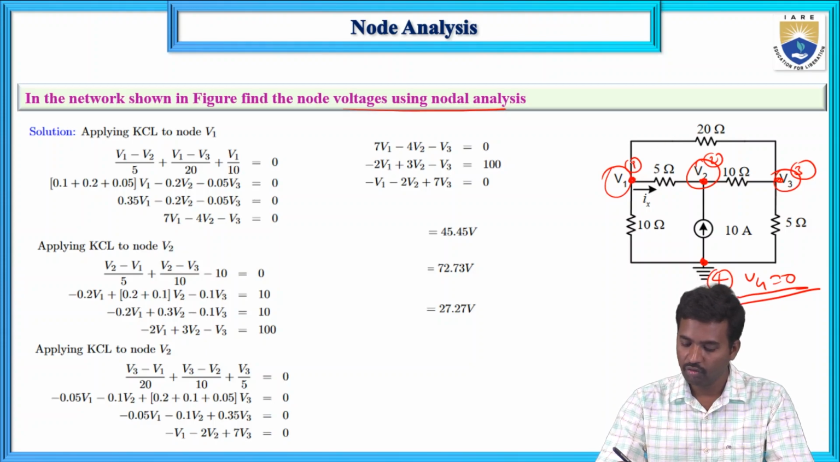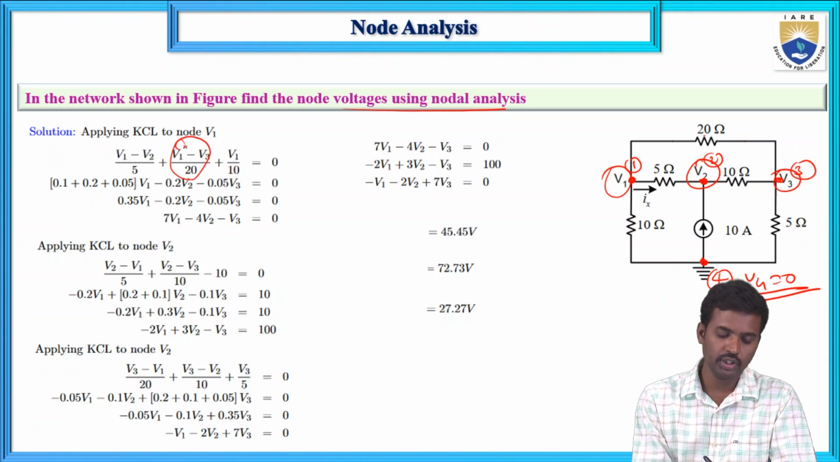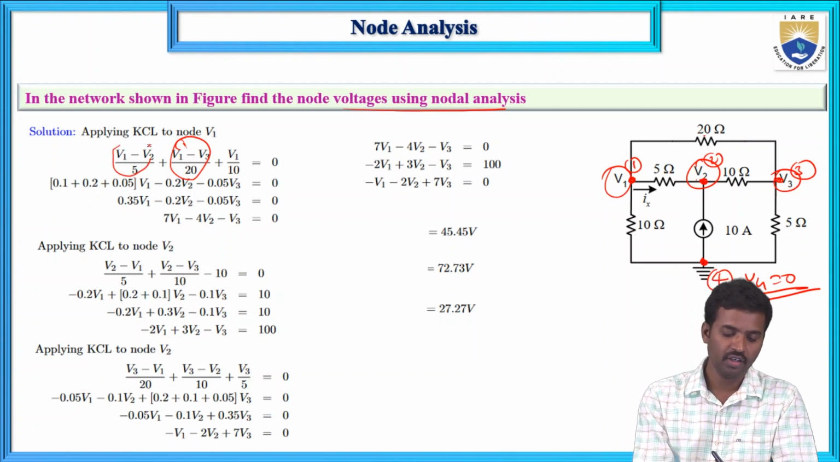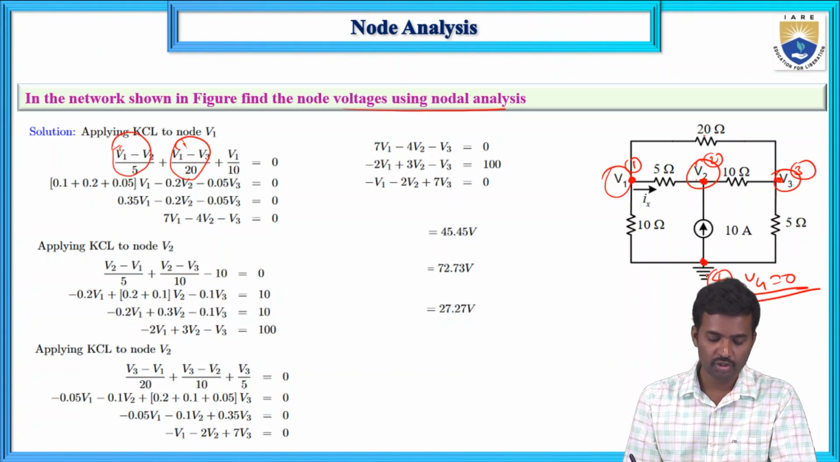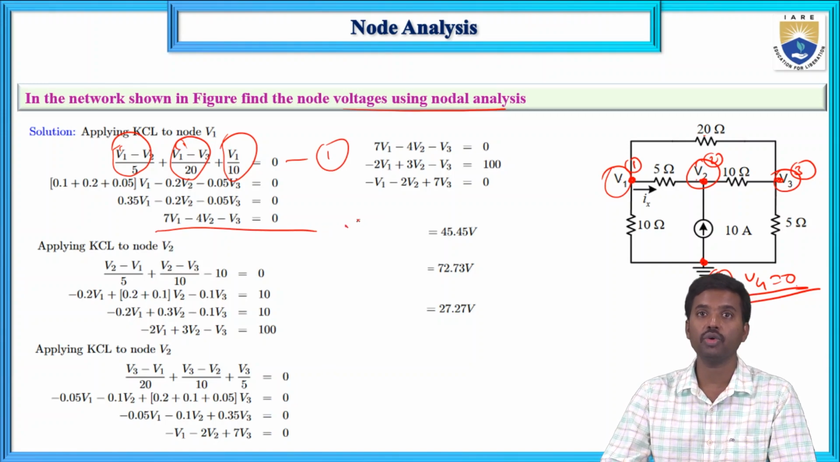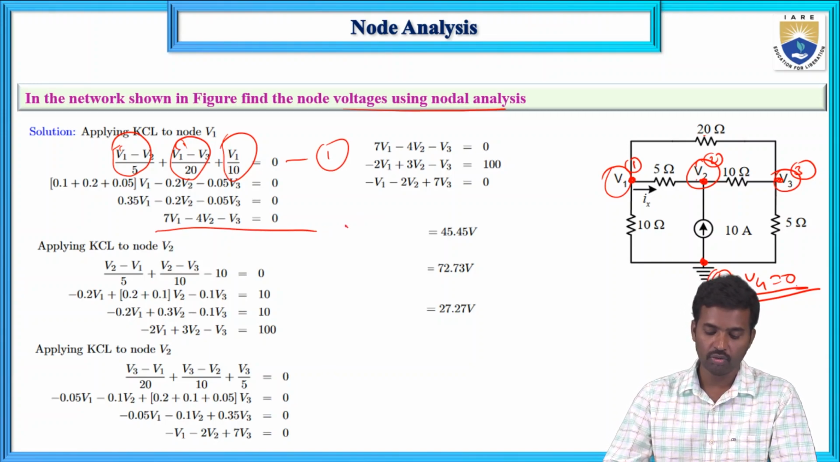So here V1 minus V3 by 20, next V1 minus V2 by 5, and V1 minus V4, with V4 equal to 0, by 10. The simplified equation is 7V1 minus 4V2 minus V3 equals 0. This is equation number 1.